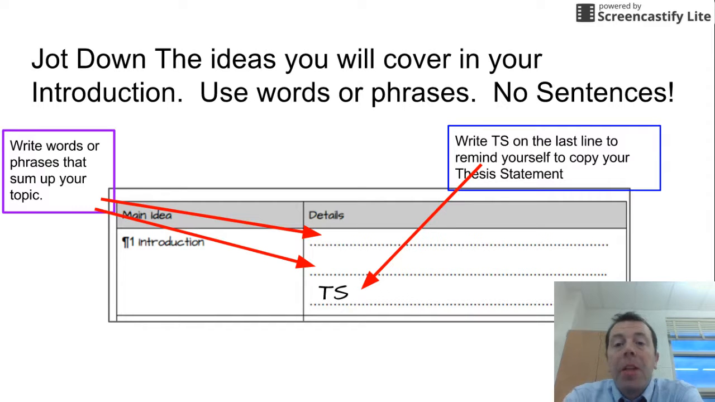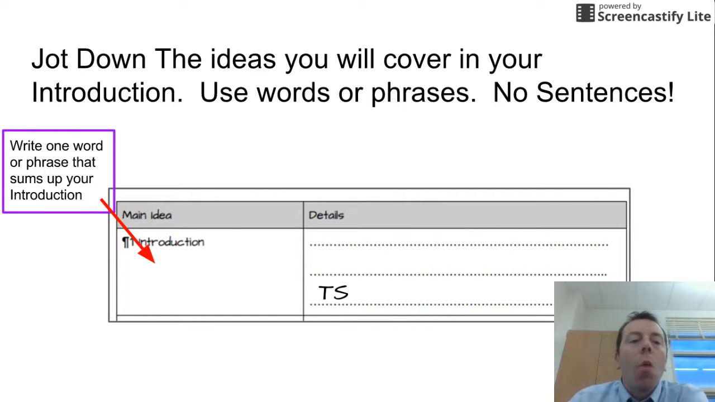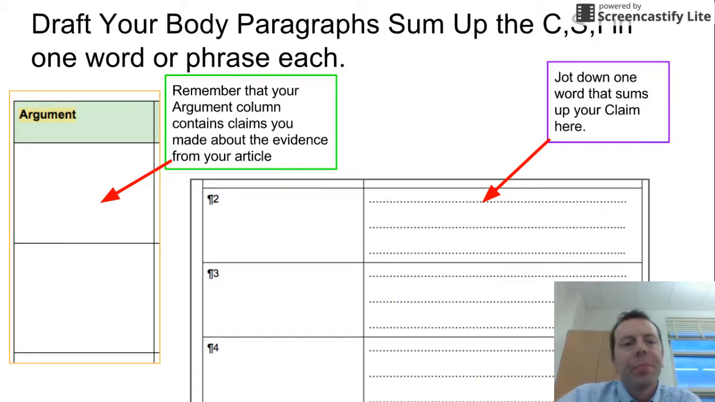The next thing that you're doing is you're going to write the words or phrases that sum up your topic, and you're just going to write the letters TS on that last line there. That's just a reminder to yourself that when you come to that part, you're just going to copy that thesis statement that you've already written at the top. You're going to write one word or phrase that sums up your introduction in that box. Okay, try it. We didn't use that box before on the last MPOs that we've done. I want you to start just summarizing basically what you are covering in that introduction. It should just be a word or a phrase.